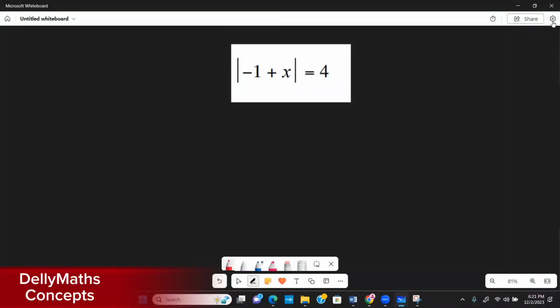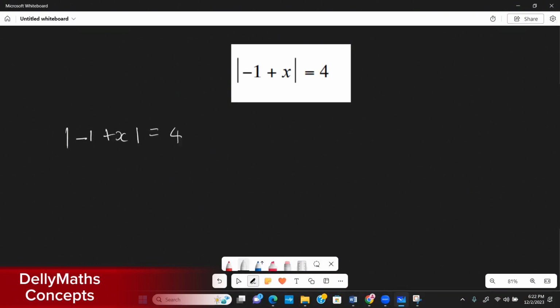What we're going to be doing is solving absolute value equations. An absolute value is always a positive number because it's the distance from zero. So let us take a look at the first problem. As you can see, we have the absolute value of -1 plus x, which is equal to 4.